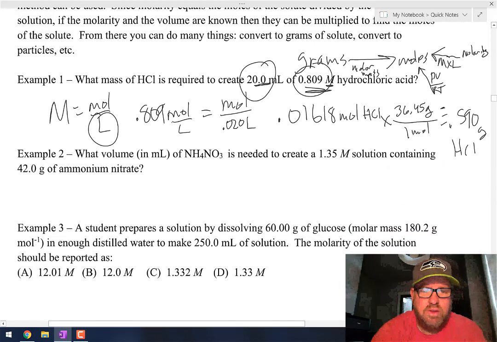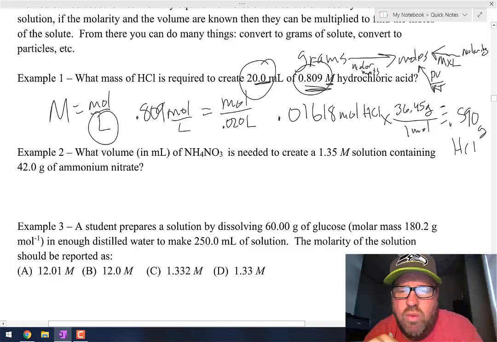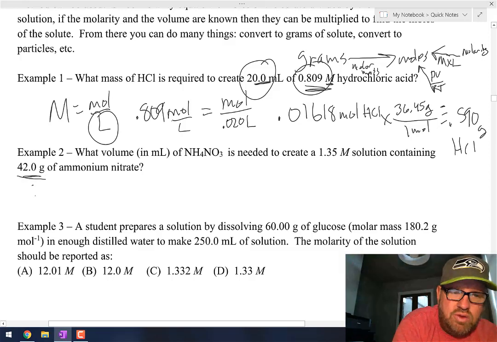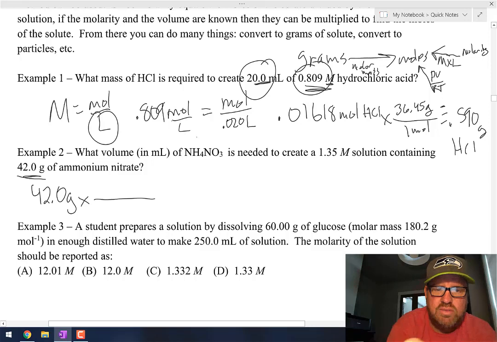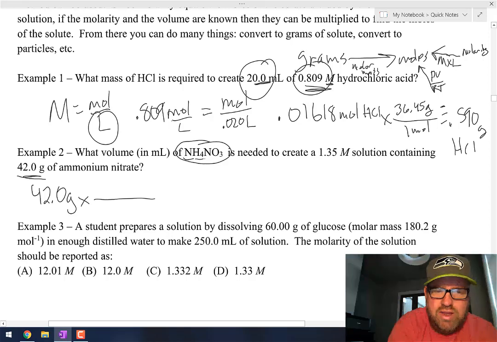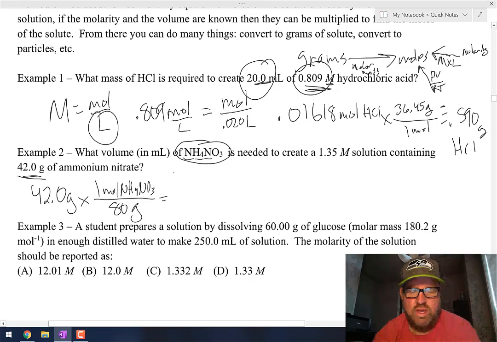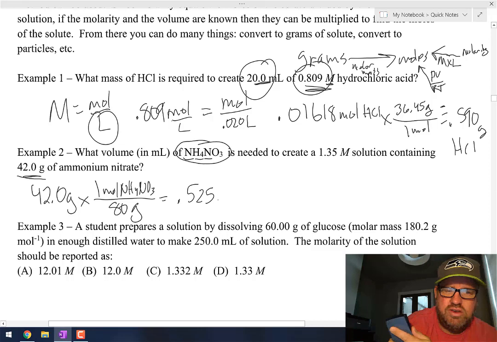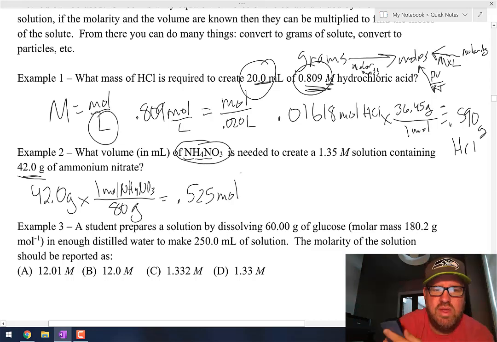Okay, example 2. What volume in milliliters of ammonium nitrate is needed to create a 1.35 molar solution containing 42 grams? So the first thing we see right away is we've got grams of ammonium nitrate. We can't use grams, we have to use moles. So I'm going to convert grams of ammonium nitrate to moles. I need the molar mass of ammonium nitrate. So we've got 14 plus 4 is 18, 18 plus 14 is 32, 32 plus 48 is 80. So there's 80 grams in 1 mole of NH4NO3. So 42.0 divided by 80 equals, no worry about significant figures here because it's not my final answer, 0.525 moles. And now they're asking for volume.